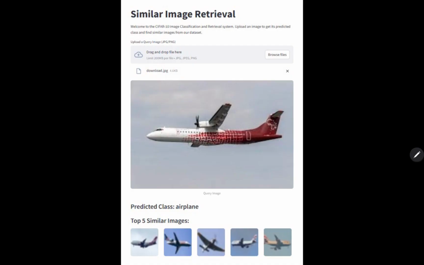This is a snapshot from our front end for the deep learning model. Here we put in an aeroplane and it has picked out the top 5 similar images from the CIFAR-10 dataset.